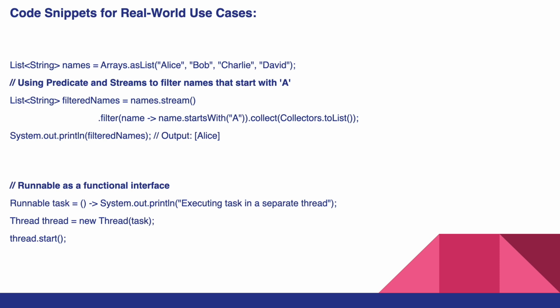where we use a predicate to filter a list of names that start with the letter A. In concurrency, functional interfaces play a crucial role as well. For instance, Runnable is a functional interface used to run tasks in separate threads. With lambda expressions, we can write concurrent code more concisely, making multi-threading easier to manage. Event handling is another area where functional interfaces shine, particularly in user interface frameworks like JavaFX and Swing.